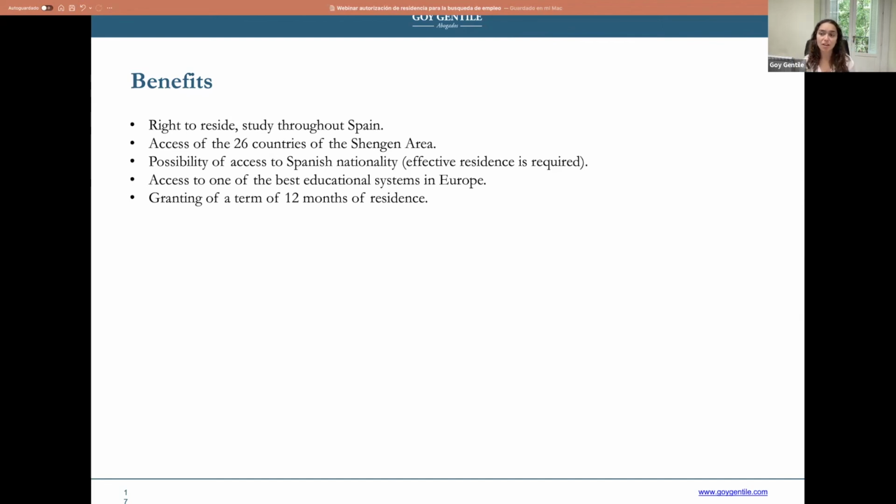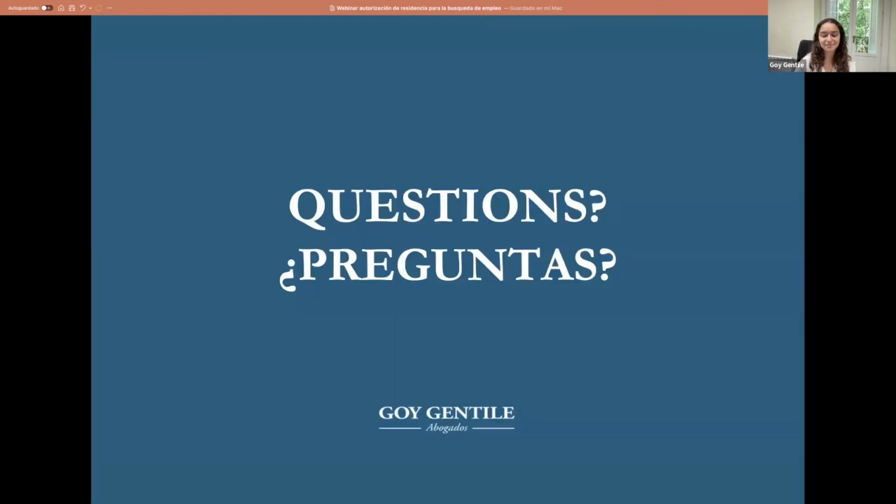So we will have all of these benefits, along with the access to one of the best educational systems in Europe. All of that for 1 year, which, remember, is not renewable or extendable. Just one thing that I have to highlight, please remember that this is a non-lucrative type of permit, which means that we are not allowed to carry out any labor activity.